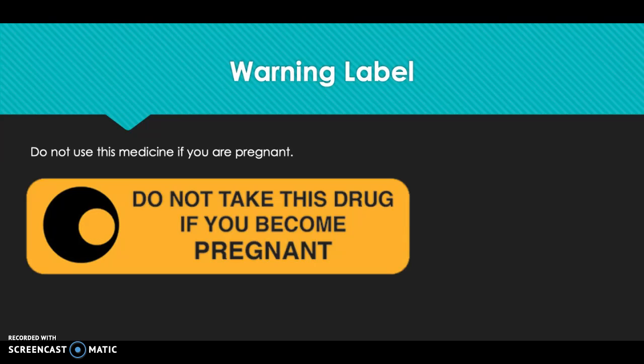Do not take this drug if you become pregnant. This warning means that if you are pregnant, you should not be taking this medicine as it could cause complications.